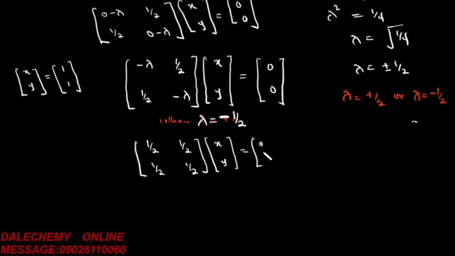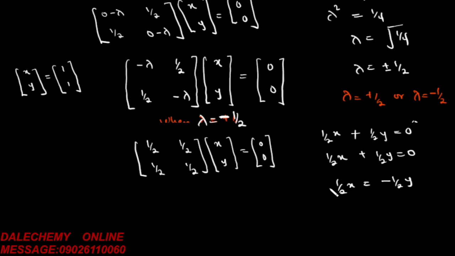equals (0, 0). From here we can have half x, that is you multiply this row by this column, plus half y equals 0. And we have half x for the second one plus half y equals 0. So the two equations are the same as well. Half x will be equal to minus half y from equation 1 or any of the others. So from here we have x equals minus y, because if you cancel the half by half, this is what you have.